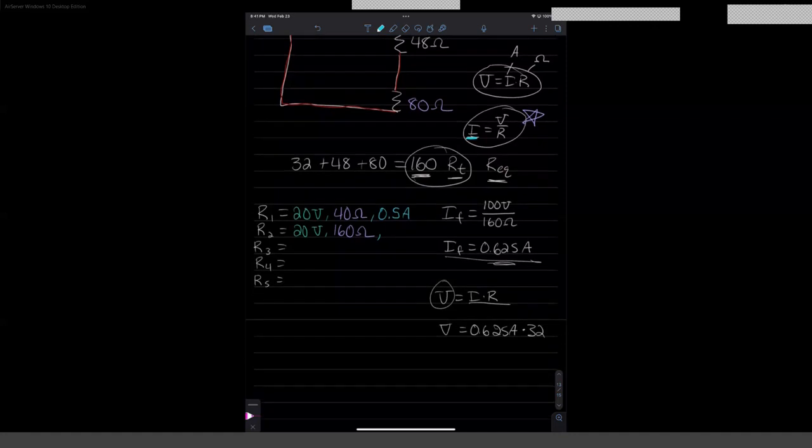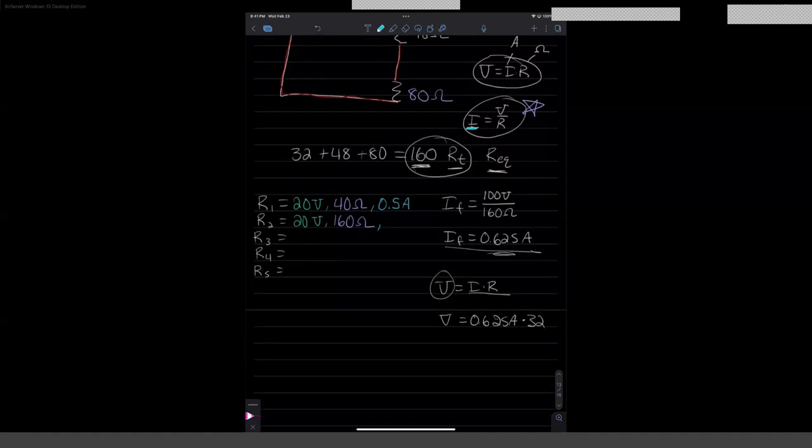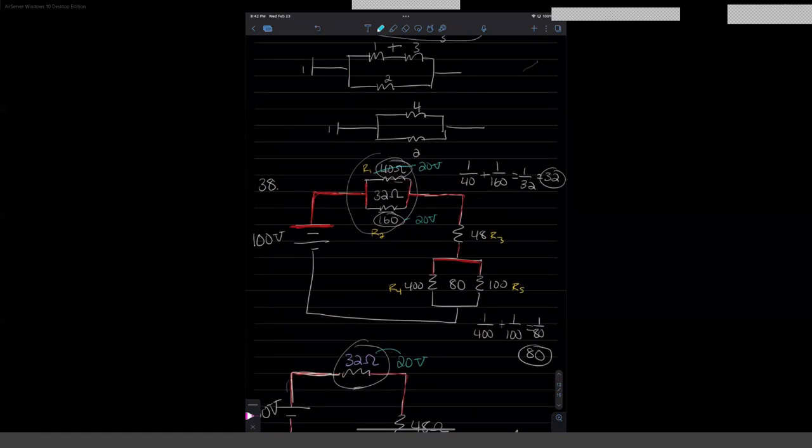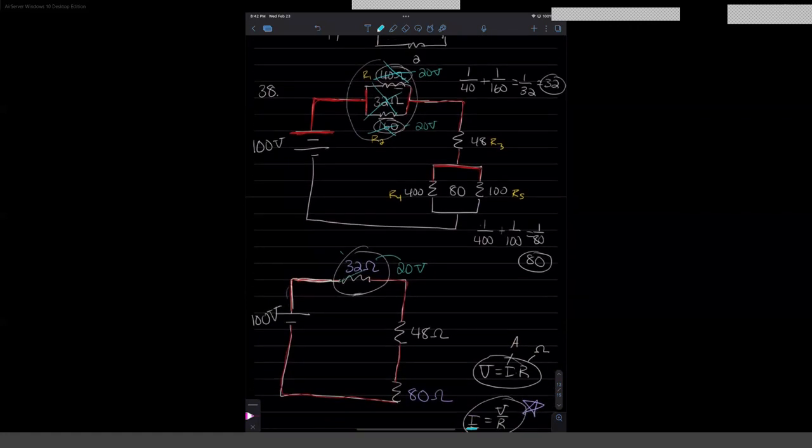For R2 it's the same thing, but we're doing 20 divided by 160, and I get 0.125 amps, right? And so now we're done with those, so this whole thing is done, right? No more worrying about that. Cool.